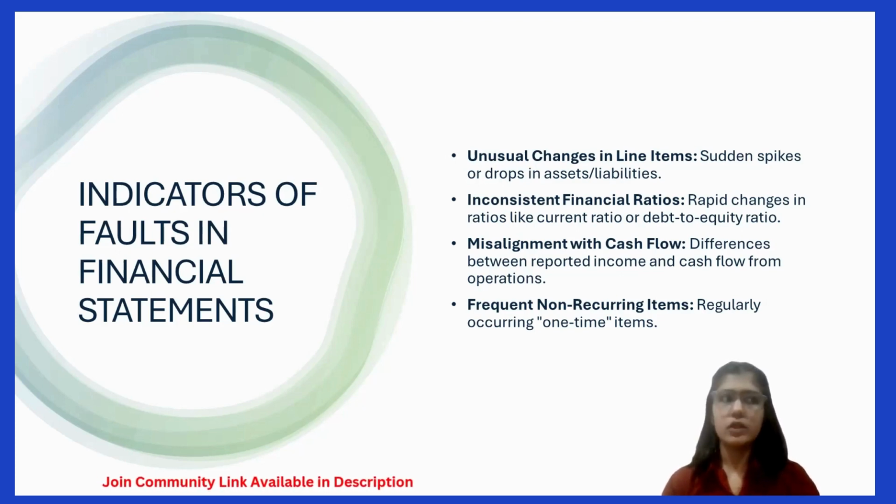Then comes inconsistent financial ratios. Financial ratios are always mentioned in the notes section of the financial statements in the report. Then is the misalignment with the cash flow. Here, reported income does not match the cash flow from operations. This can suggest possible manipulation, as cash flow statements are really difficult to manipulate compared to financial statements like the profit and loss statement or balance sheet. Also, non-recurring items, if they are occurring frequently, are a major red flag.